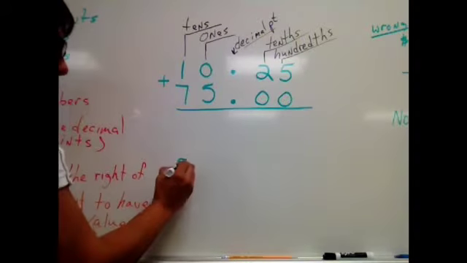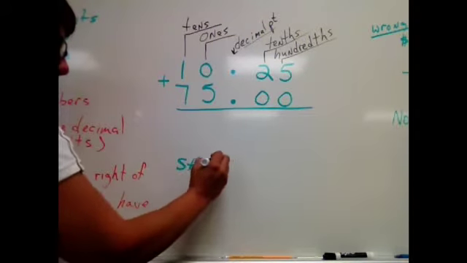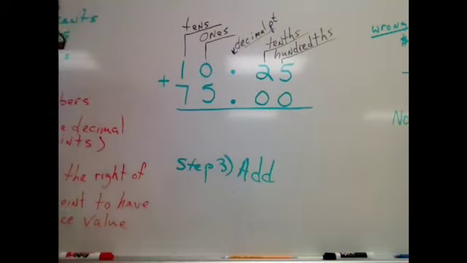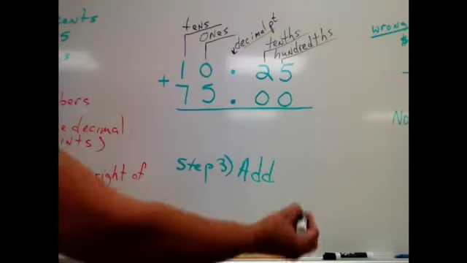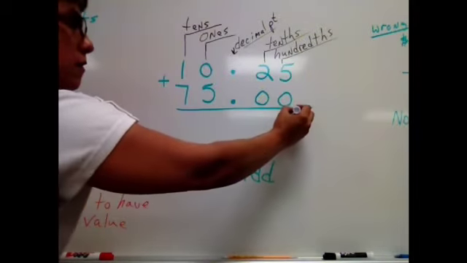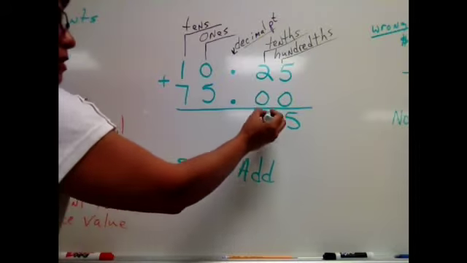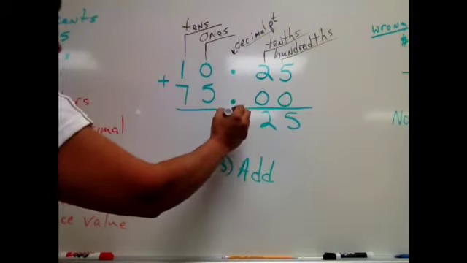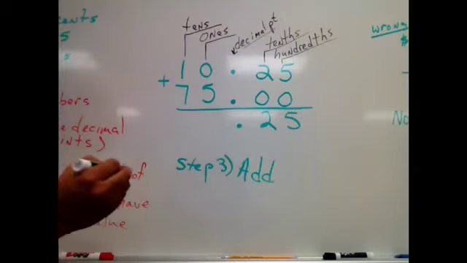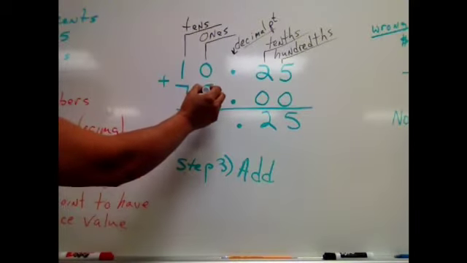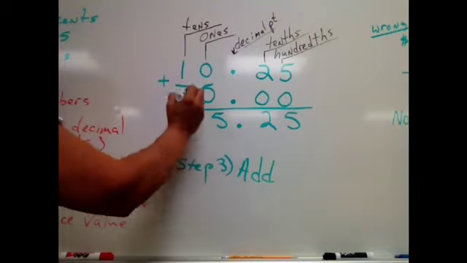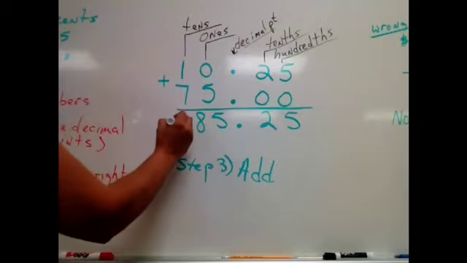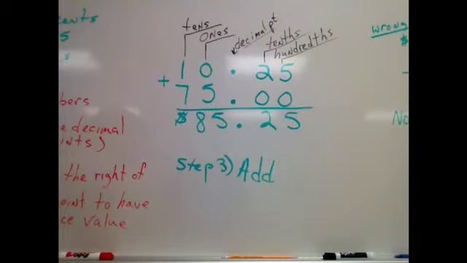The next step, step 3, is to add. Write that down. So let's add. 5 plus 0 is 5. 2 plus 0 is 2. Our decimal point comes straight down. 0 plus 5 is 5. 1 plus 7 is 8. And that makes sense. It makes sense that we spent $85.25.